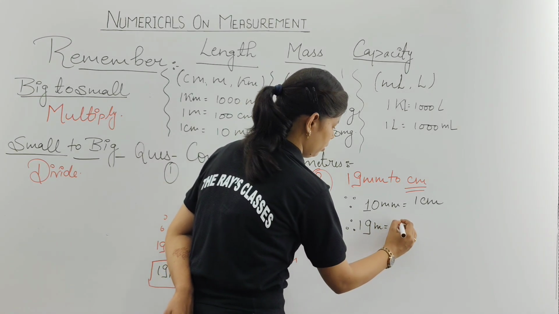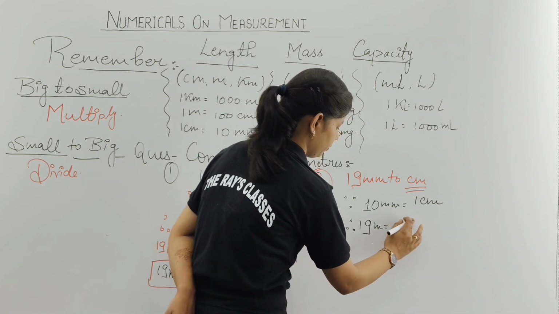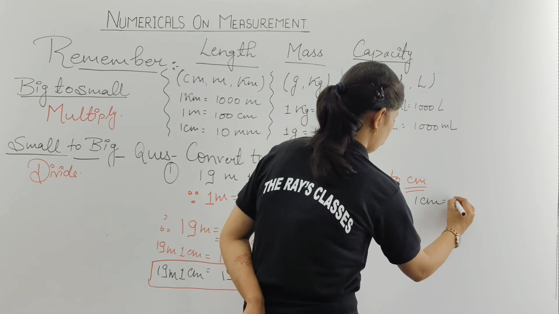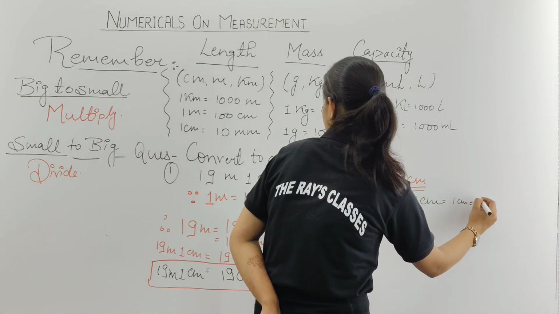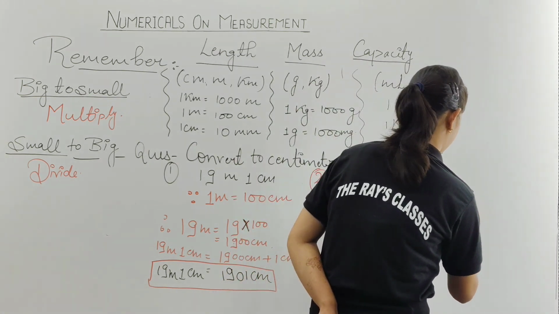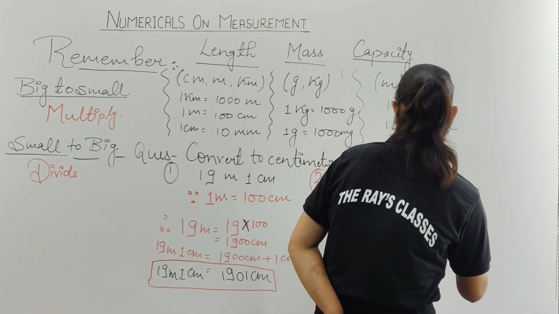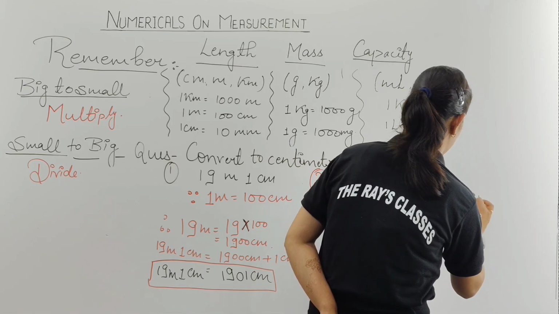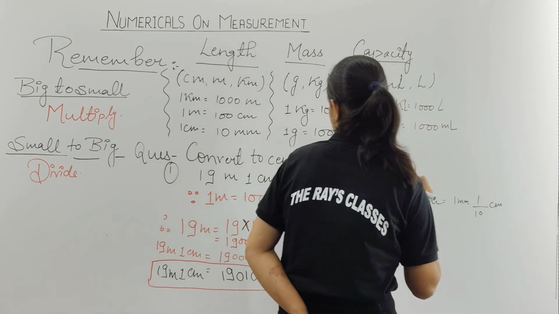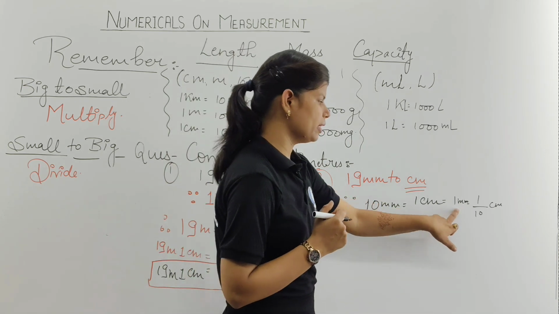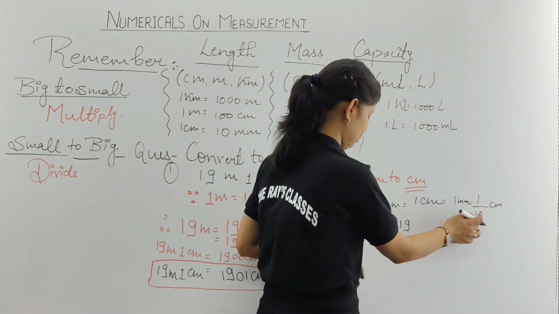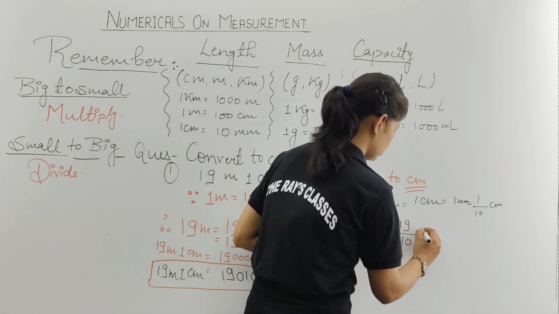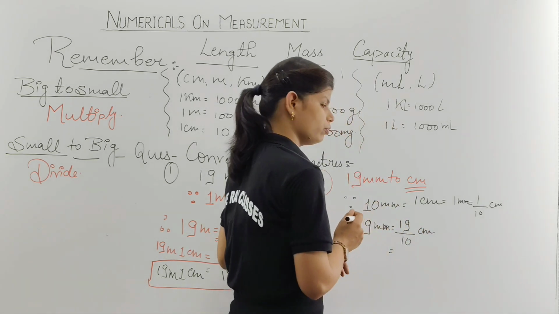Directly I am going to do 19 upon, like here also in place of this you can write this also, 1 centimeter equal to, just see, 1 millimeter equal to 1 upon 10 centimeter. Clear? When I have to find 1 millimeter, then we are going to write 1 upon 10 centimeter. So 19 millimeter equal to 19 upon 10 what? Centimeter. Again you have to think for this one.